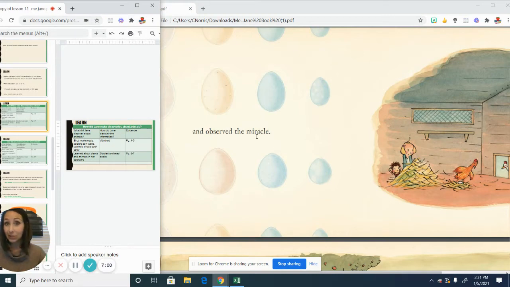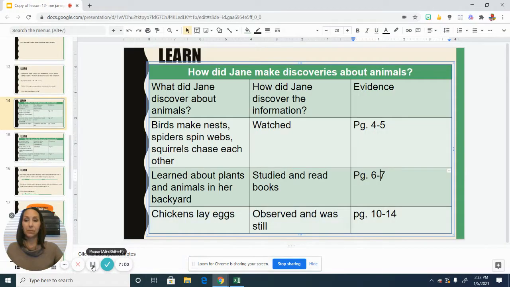And now we'll get to the paragraph. Okay, so I added chickens lay eggs. How she made the discovery was she observed and was still. And the evidence, this happened on pages 10 through 14. So finding that specific part in the text.